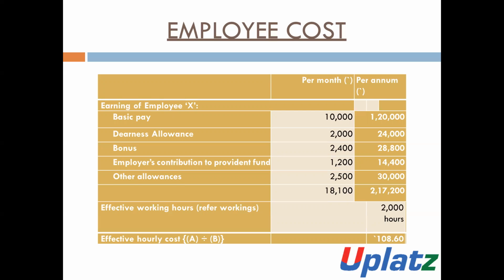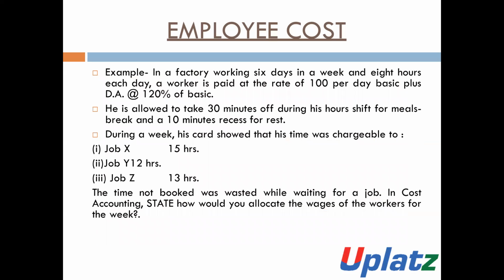On the basis of this example, now we can understand how to calculate the effective cost per hour. Now we will discuss a second example, another example for more understanding. There is a factory which is working 6 days in a week, and 8 hours per day.